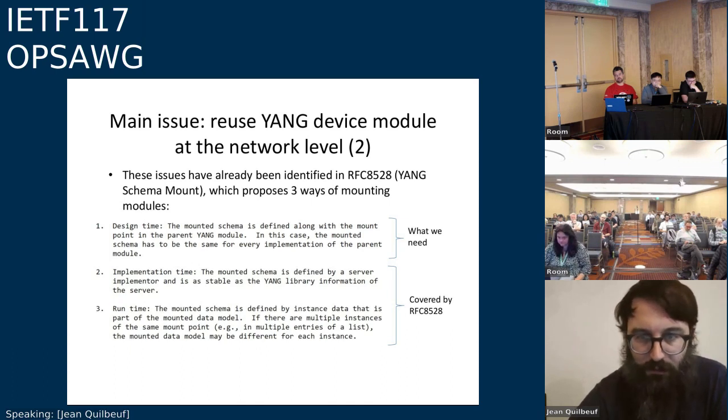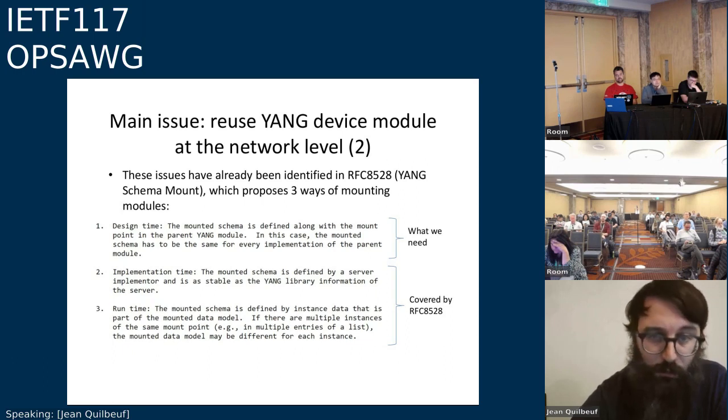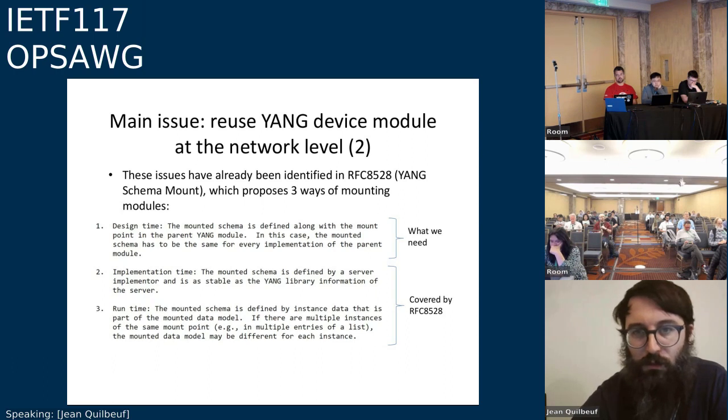So actually, all I just said was already said, maybe better, in the intro of RFC 8528 about this kind of difficulties with YANG. And they identified three use cases for mounting modules inside modules, which is what we want to do. We want to reuse the device level modules inside network level modules. And what we want is to always have the same implementation for every parent module. In that case, the parent module is the data manifest, and we want to have the same data manifest on every device. So our use case is not covered by RFC 8528.